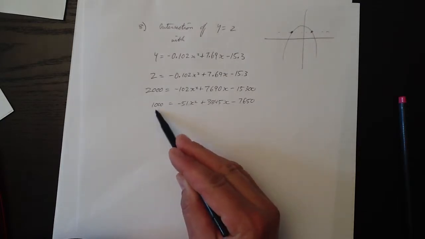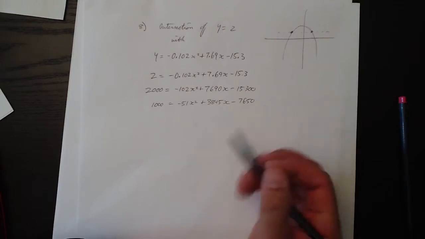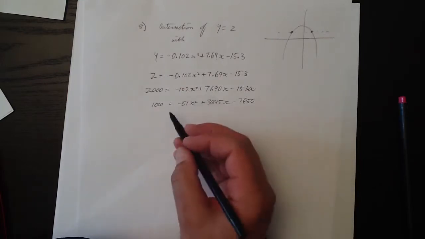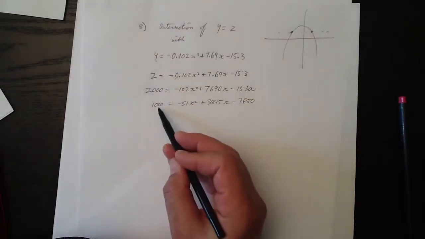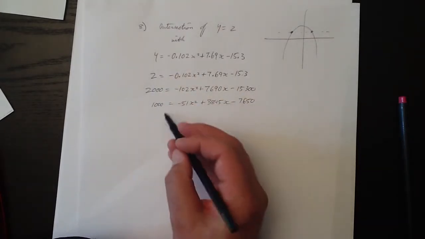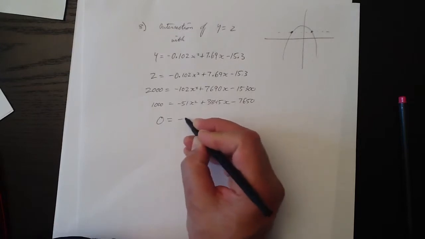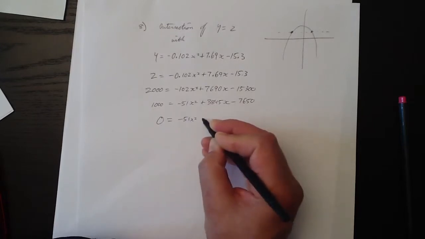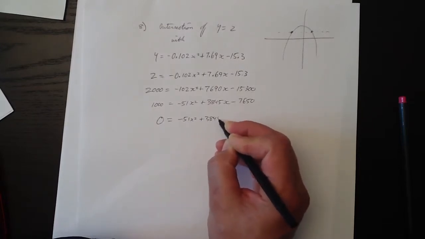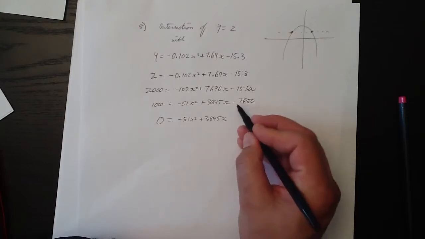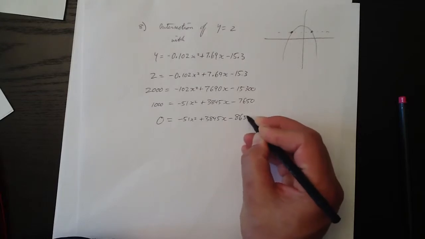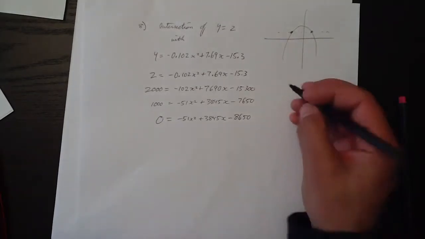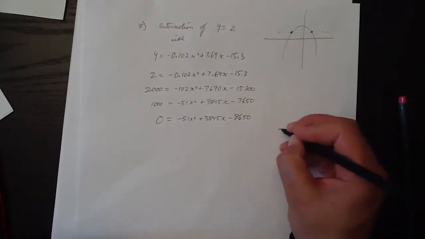So I'm going to move that 1,000 over to this side, and then I'm going to use my quadratic formula. So remember, I've got the 2 in here for the y, so I can safely move this over to the other side. So 0 equals negative 51x squared plus 3845x minus that, minus the 1,000 here, so minus 8650. And with that, I'm going to have to start using my quadratic formula.